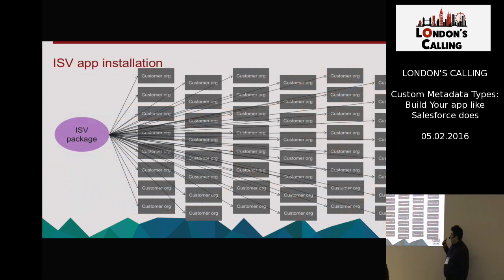For ISVs, this has been a really major headache before custom metadata types came around, because you had to use install scripts or something to recreate your metadata configuration in every single org you installed in. And then with upgrades, you had to figure out an even trickier way to write the upgrade script so that it updated the right sorts of records and not the other ones.